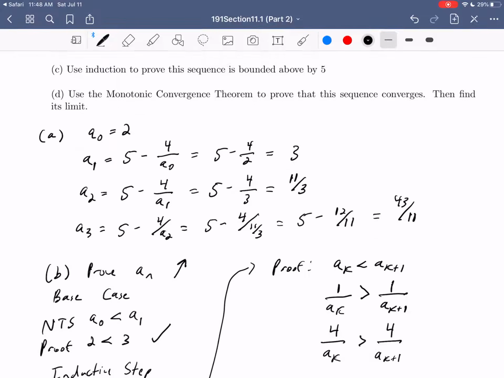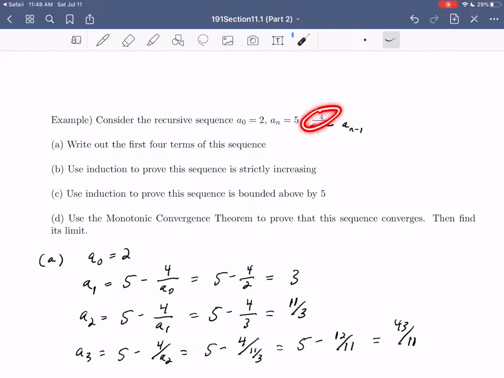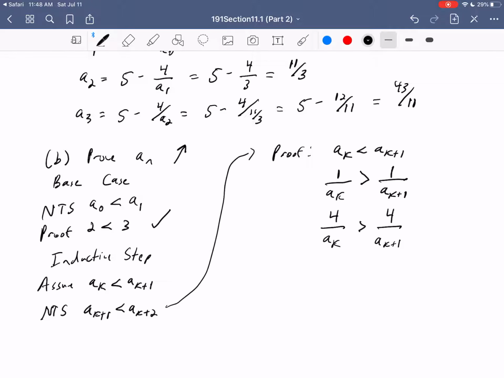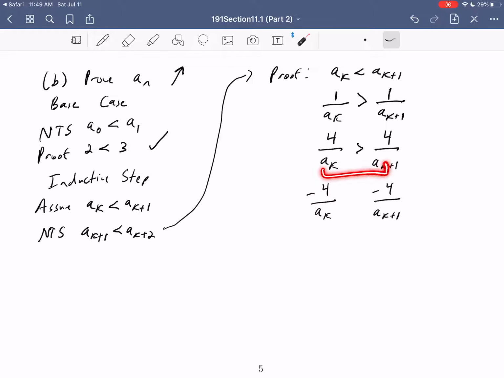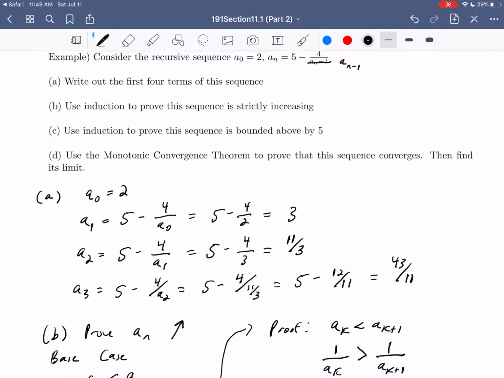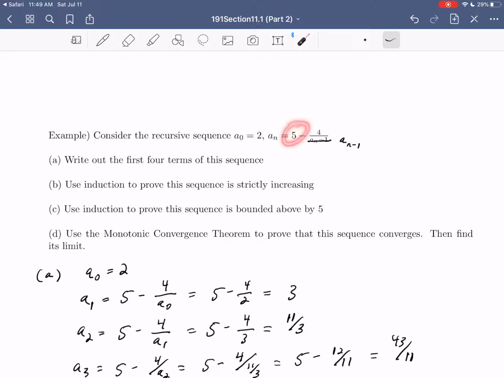Okay. But then we want it to actually be a negative 4, so we can negate both sides. Negative 4 over a sub k, negative 4 over a sub k plus 1. We probably all remember from basic algebra that multiplying both sides by a negative reverses the sign of the inequality, so now we're back facing this way. And then we add 5 on both sides. 5 minus 4 over a sub k, less than 5 minus 4 over a sub k plus 1. Clearly adding 5, not going to change anything. Why did I choose adding 5? Because that's in our formula there.